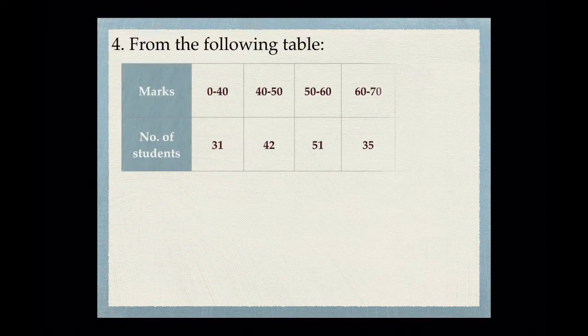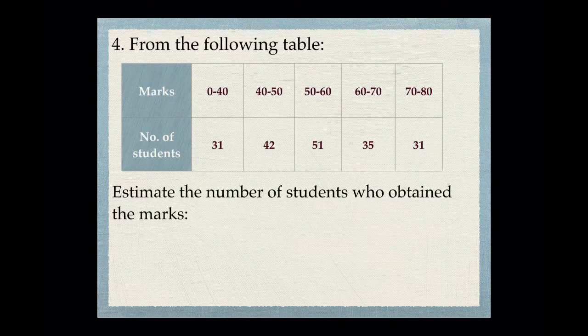In the first stage, we have the following table, in which marks and number of students are mentioned. From this table we can make out 31 students are within the marks range of 0 to 40, 42 students within 40 to 50, 51 students within 50 to 60, 35 within the range of 60 to 70, and 31 within the range of 70 to 80.